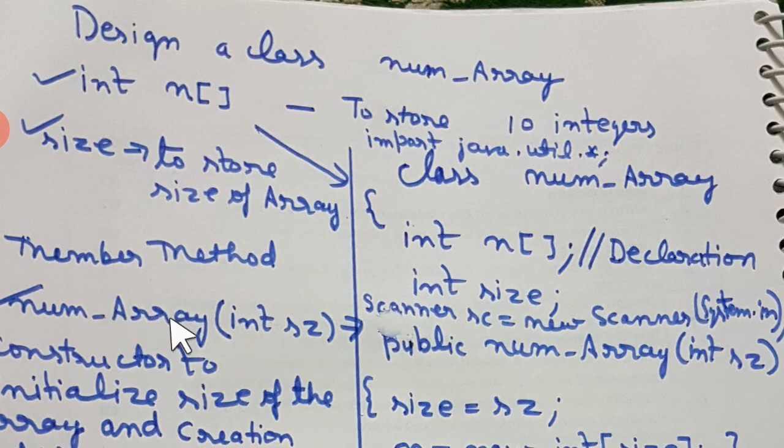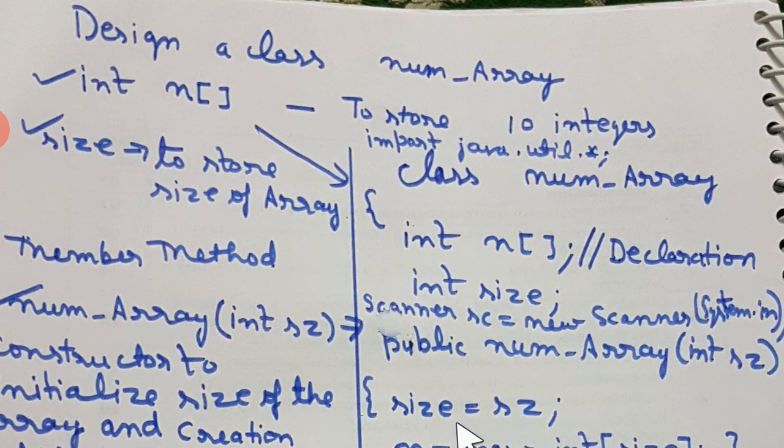Now students, how it can be defined, I have shown it here: public num_array, and in the parentheses I have written int sz. This sz is going to be the size which the programmer will decide, and that will be assigned to the data member size. So just a very simple statement: size assignment operator sz semicolon.